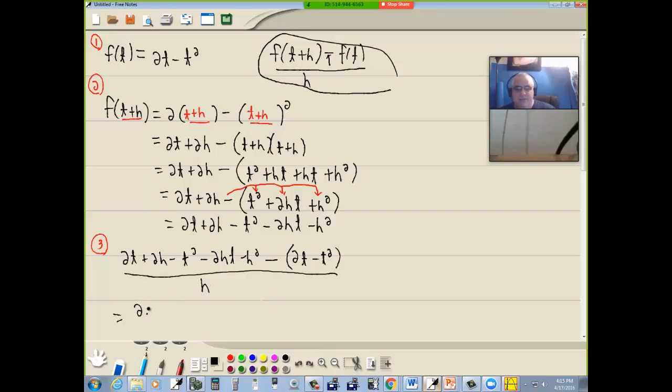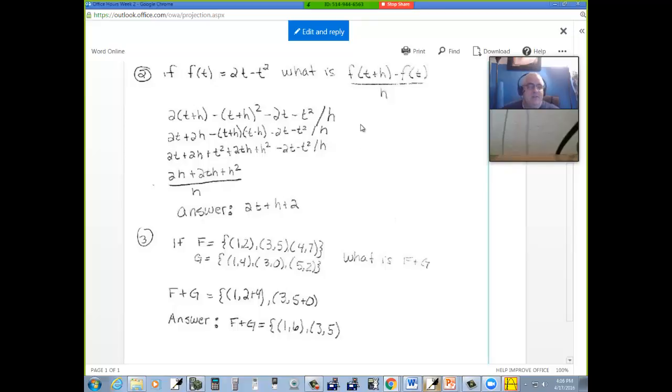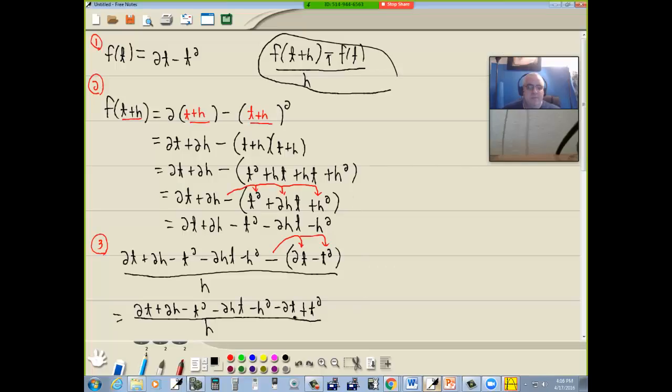So then that becomes 2t plus 2h minus t squared minus 2ht minus h squared. And again, a negative in front of your parentheses flips the sign of everything inside. So the 2t becomes a negative 2t. The negative t squared becomes a positive t squared, all over h. Now notice here, you had a minus 2t minus t squared, minus 2t, but you didn't have the sign here.